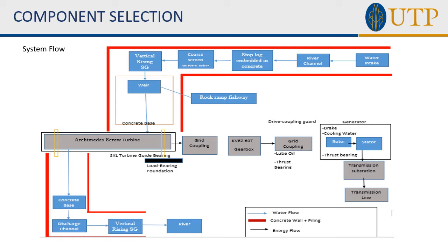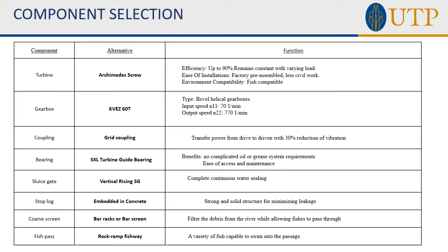For the water, after passing through the Archimedes screw turbine, it will pass through a concrete base and then the discharge channel. Lastly, it passes the vertical rising sluice gate and out to the river. This is our simple system flow for our mini hydroelectric power generation. Moving on to the next slide.